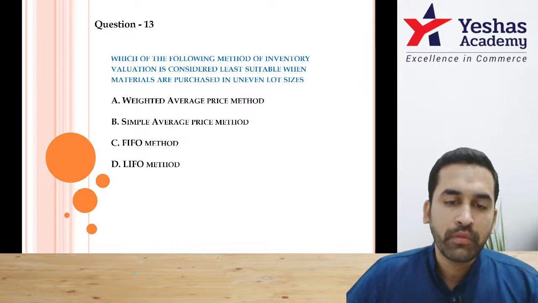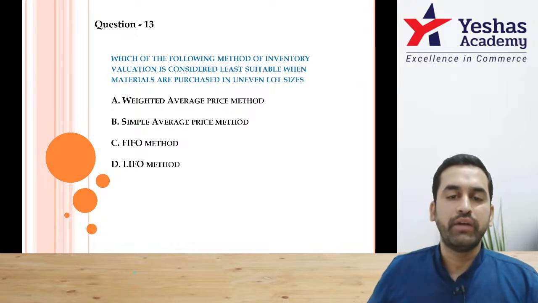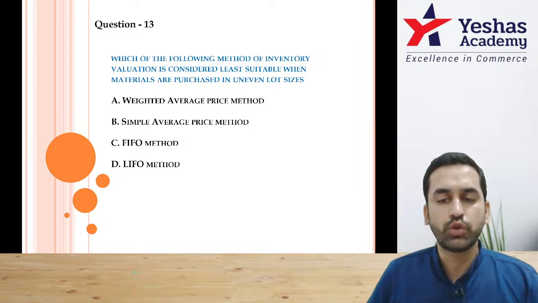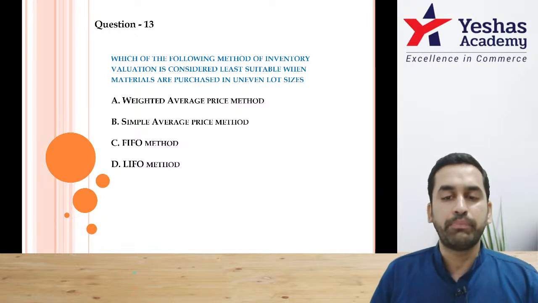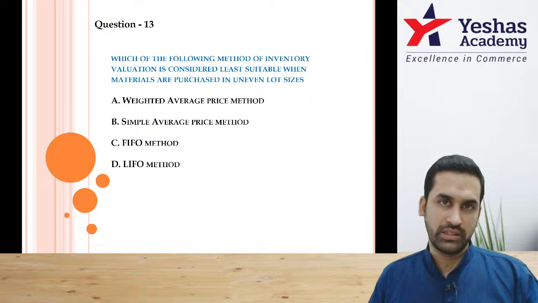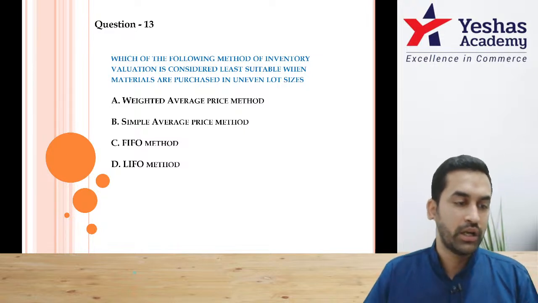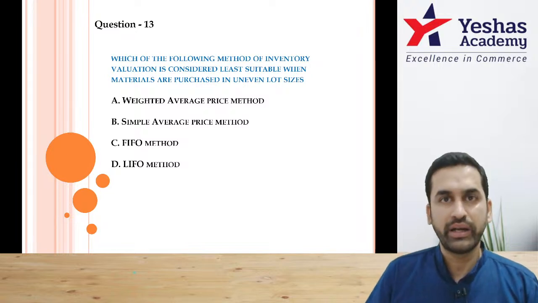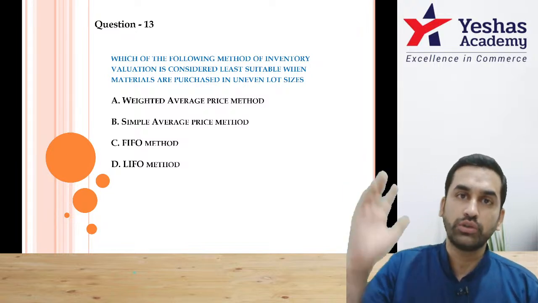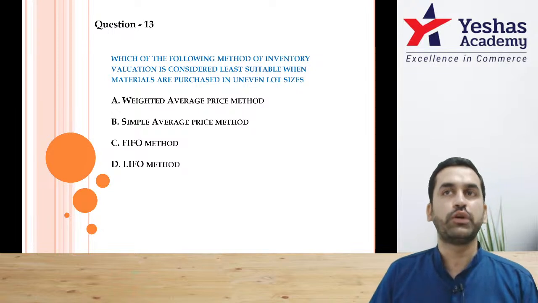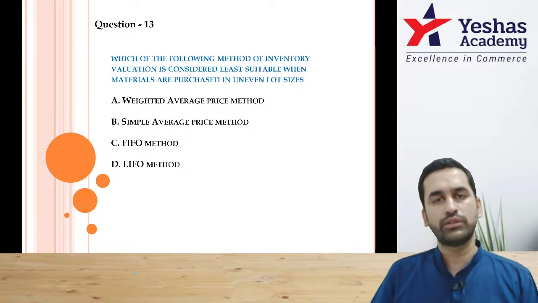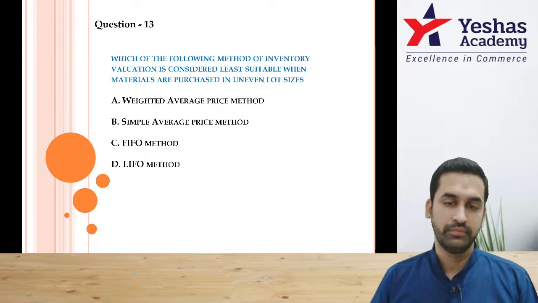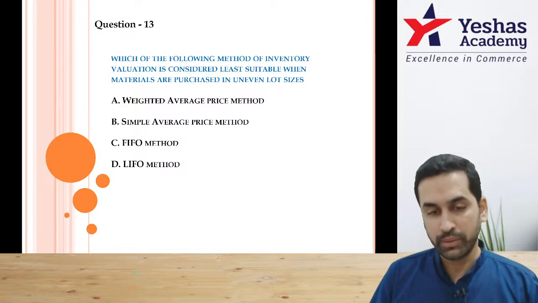Question 13. Which of the following method of inventory valuation is considered least suitable when materials are purchased in uneven lot size? What do you mean by uneven lot size? Today I purchase 7 kgs. Tomorrow I purchase 21 kgs. Then I purchase 2000 kgs. Then I don't even purchase for 3-4 days. Then I purchase just 2 kg. Uneven buying. Yeah, which one is not suitable?